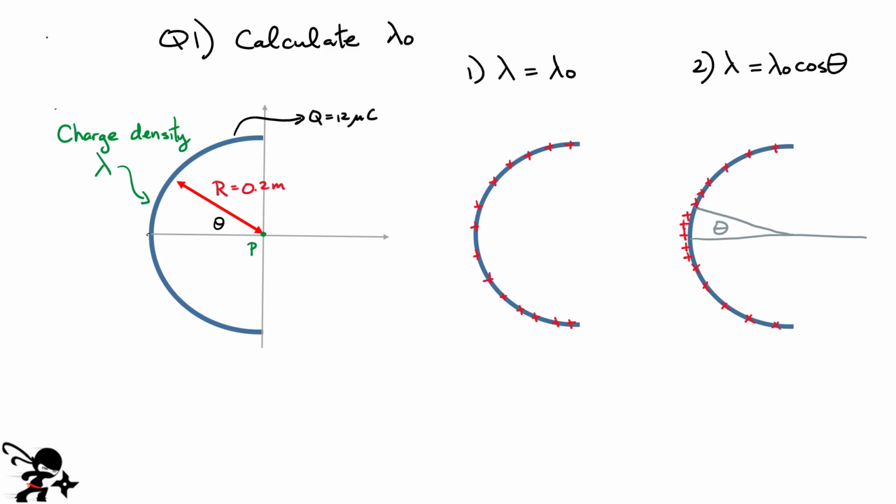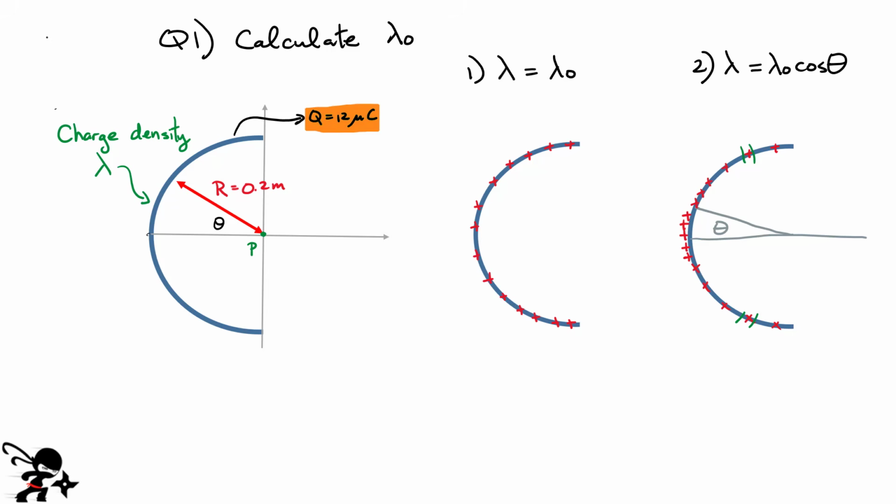Both of these charge distributions have to be symmetric. If you look at a little bit of segment on this side at some angle theta, it has to have the same amount of charge on the other side, because cos is a symmetric function. That is also clearly the case for the uniform charge distribution. So my first step is to calculate this constant lambda 0 for both cases, because they have the same total charge, 12 microcoulomb for both cases. Let's calculate this lambda 0 first, and then we're going to calculate the electric field.